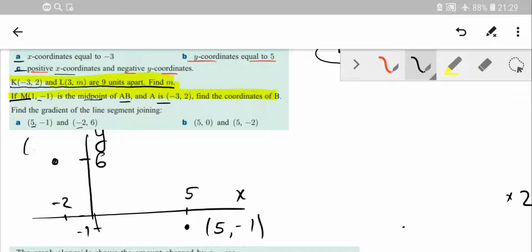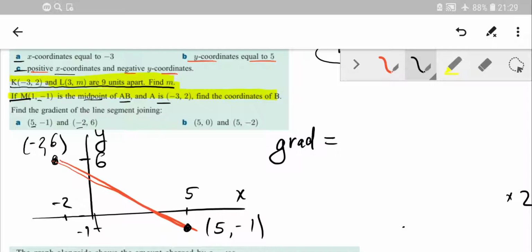As you can see, the gradient of the line should be negative because it's sloping down, all right? It's a falling straight line. So the gradient should be negative. But it's not necessary to draw. You can use the formula, change in y over change in x, no matter which point you subtract coordinates from, or vice versa.